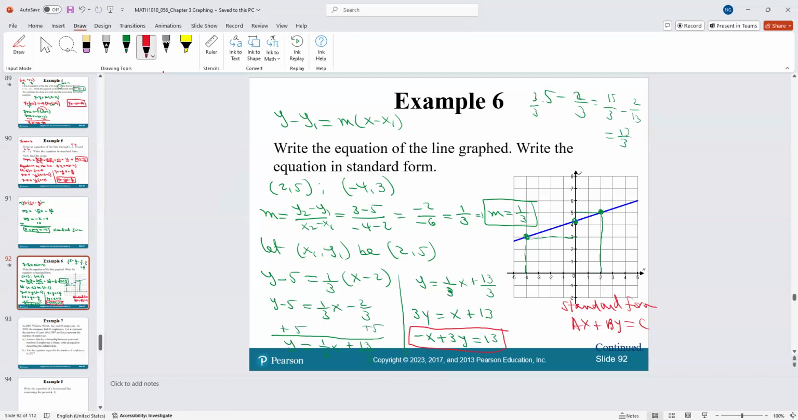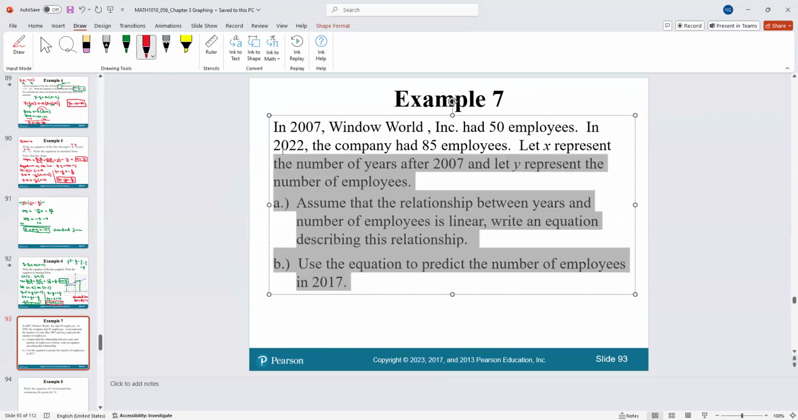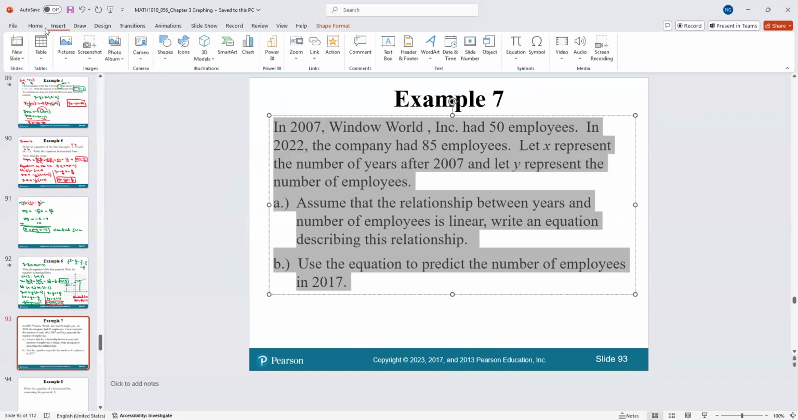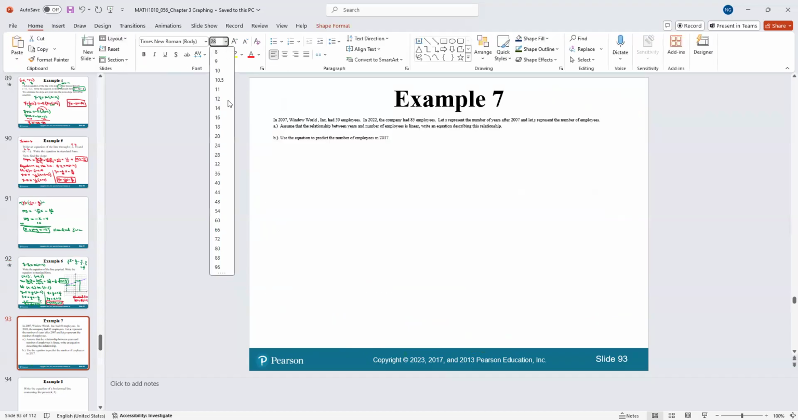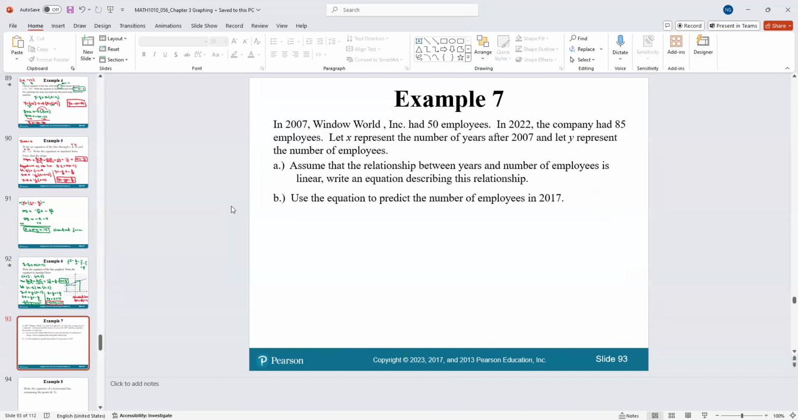Remember, in this case, we can be in a situation where we have to solve problems using the slope-intercept form as well. The next example is about a problem. In 2007, I'm going to try to reduce it smaller than that, okay? Let me reduce it and make it character 24. Let's do 20 if you can read it from there.